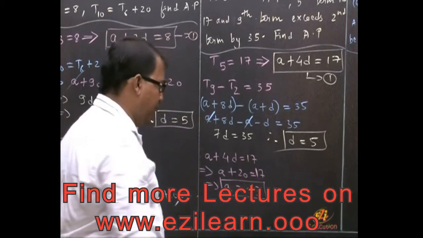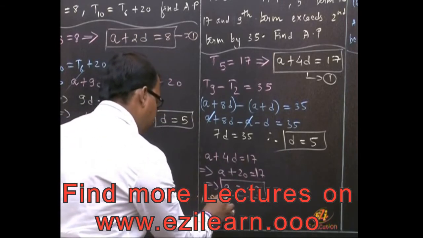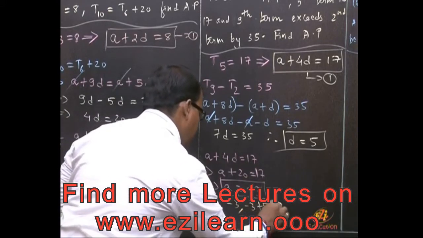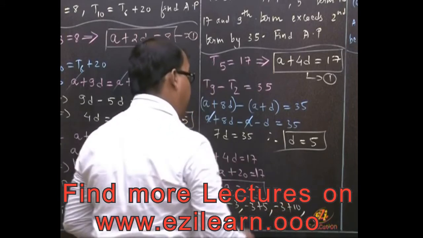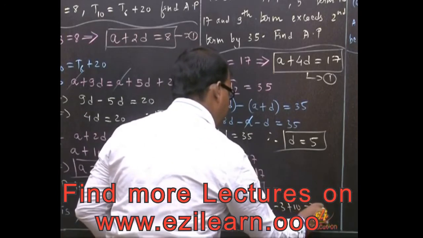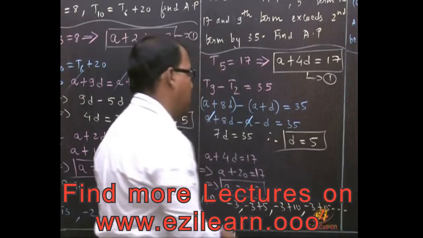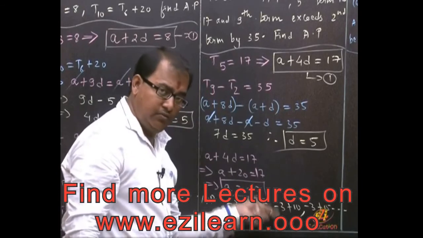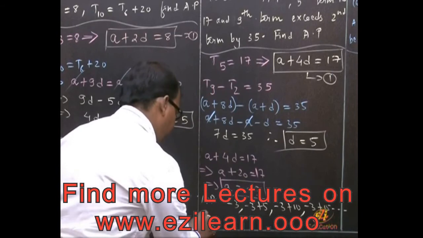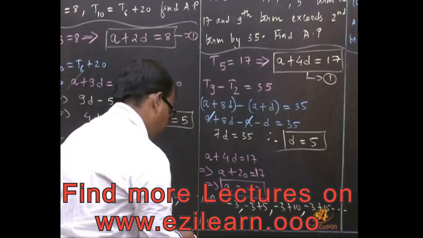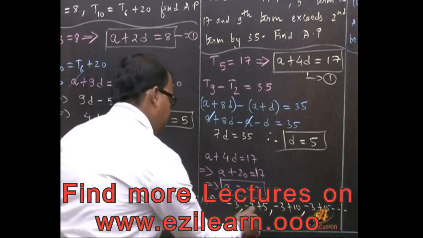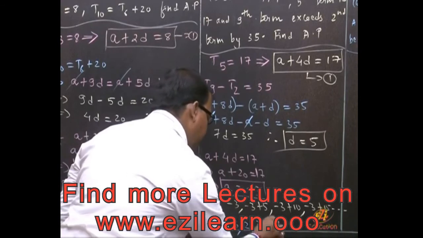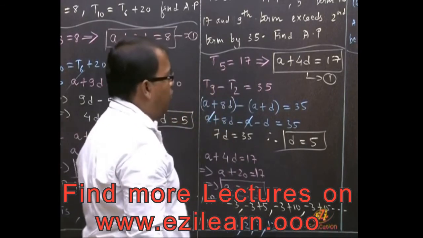Now AP is the main thing. First is A, plus D, A plus 2D, A plus 3D. See, A first term, A plus D second term, A plus 2D third term, A plus 3D fourth term. So AP is minus 3, plus 2, plus 7, plus 12 and so on.